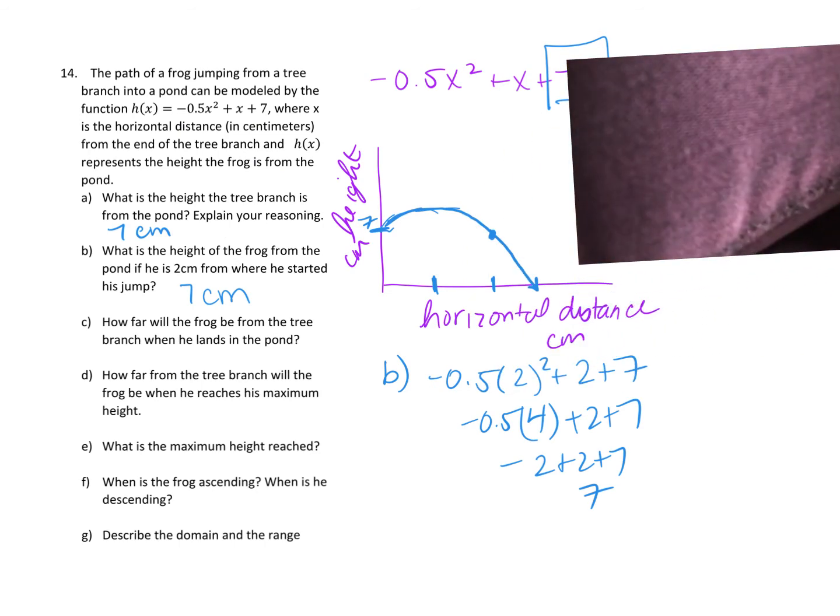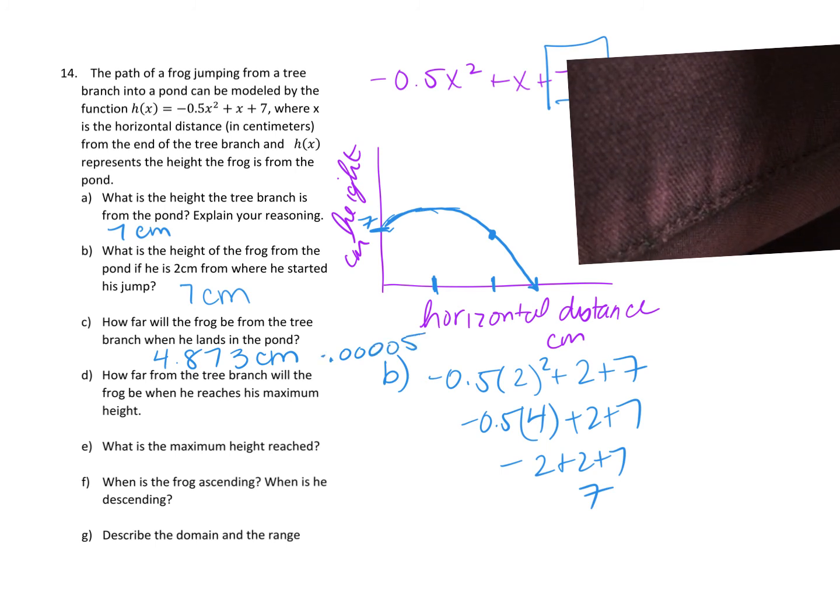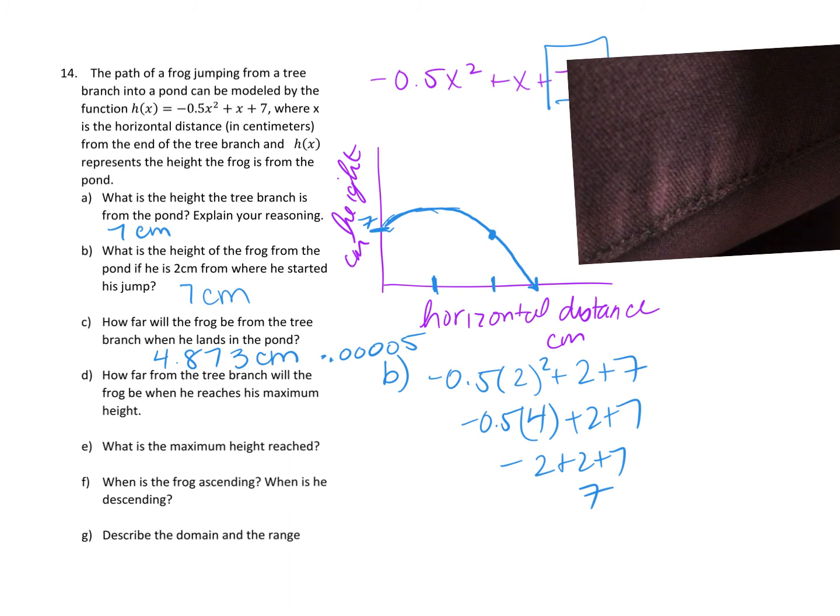So for C, that's how we're getting our answer. 4.873 centimeters gave us negative 0.00005. That's pretty close to 0. So this is 4.873.